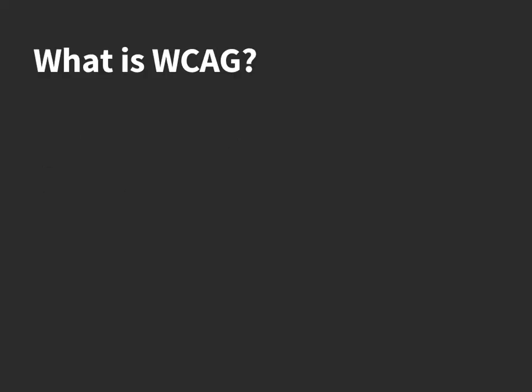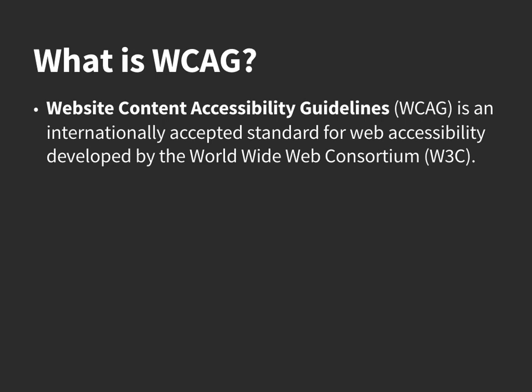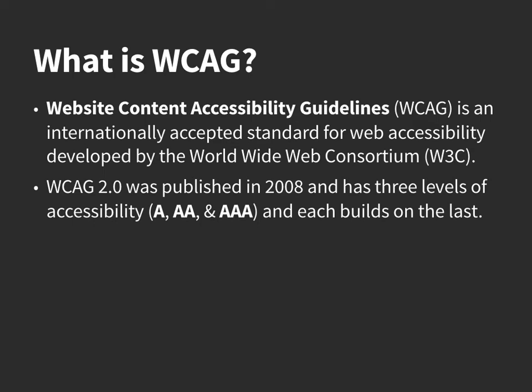So when you're talking about accessible web content, you don't get too far before running into WCAG, the Web Content Accessibility Guidelines. It's an internationally accepted standard for web accessibility developed by the World Wide Web Consortium. So WCAG 2.0 was published in 2008 and has 3 levels of accessibility: A, AA, and AAA, and each builds on the last.